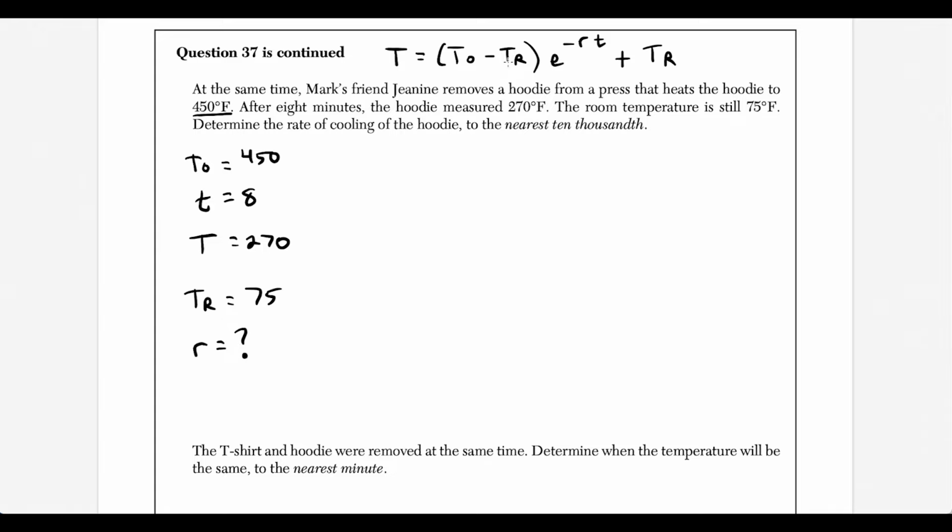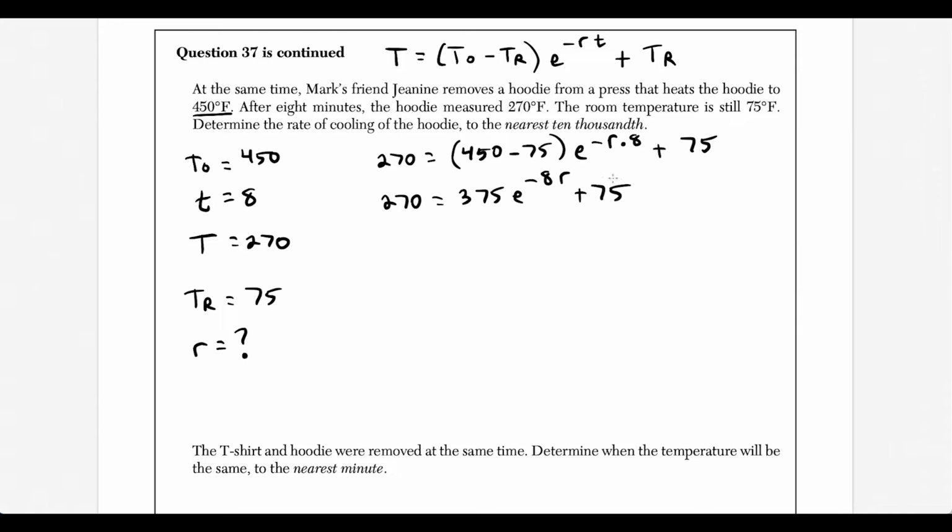So this we just have to be careful plugging in. So we have 270 equals, and we have T naught, which is 450, minus T sub r is 75. And then we have e to the negative r times lowercase t is 8. And then we have plus the temperature of the room is still 75 degrees Fahrenheit. And now we can just clean this up a bit. This is 270 equals, and we're going to have 375 here, e to the negative 8r, and then plus 75. So now we could just do the algebra.